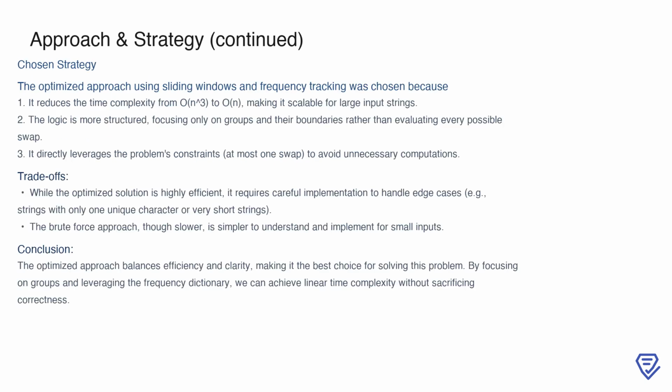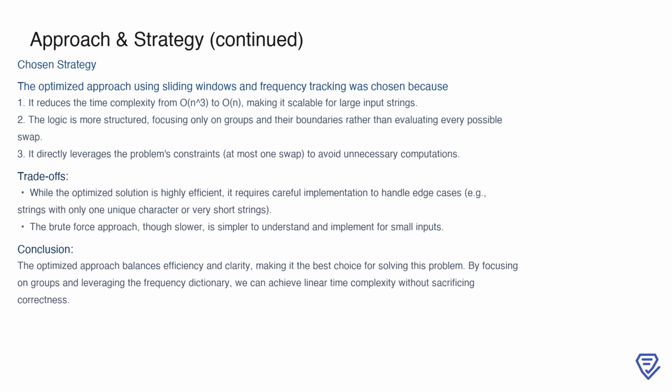The optimized approach using sliding windows and frequency tracking is the chosen strategy for this problem, and for good reason. It brings the time complexity down from O(n cubed) to O(n), making it feasible for large inputs. Additionally, the method is structured and focuses only on analyzing groups and their boundaries, rather than exhaustively evaluating every possible swap. This directly aligns with the problem's constraints, as we are limited to at most one swap.